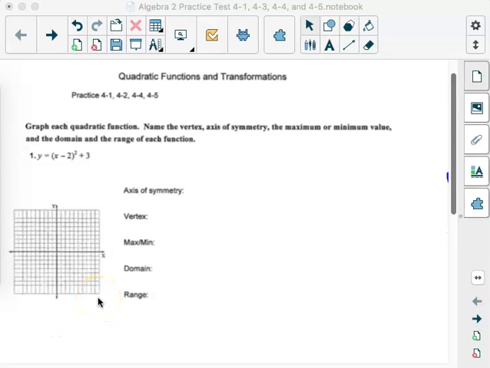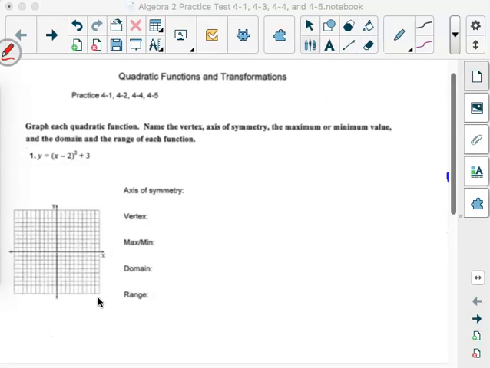Hi, Algebra 2 students. This is the video of the first half of the practice test for Friday, December 4th. And it's our test of sections 4.1, 4.2, 4.4, and 4.5. It was before Thanksgiving, but remember we skipped 4.3. So this one says exactly what I had in class that we talked about earlier this week.